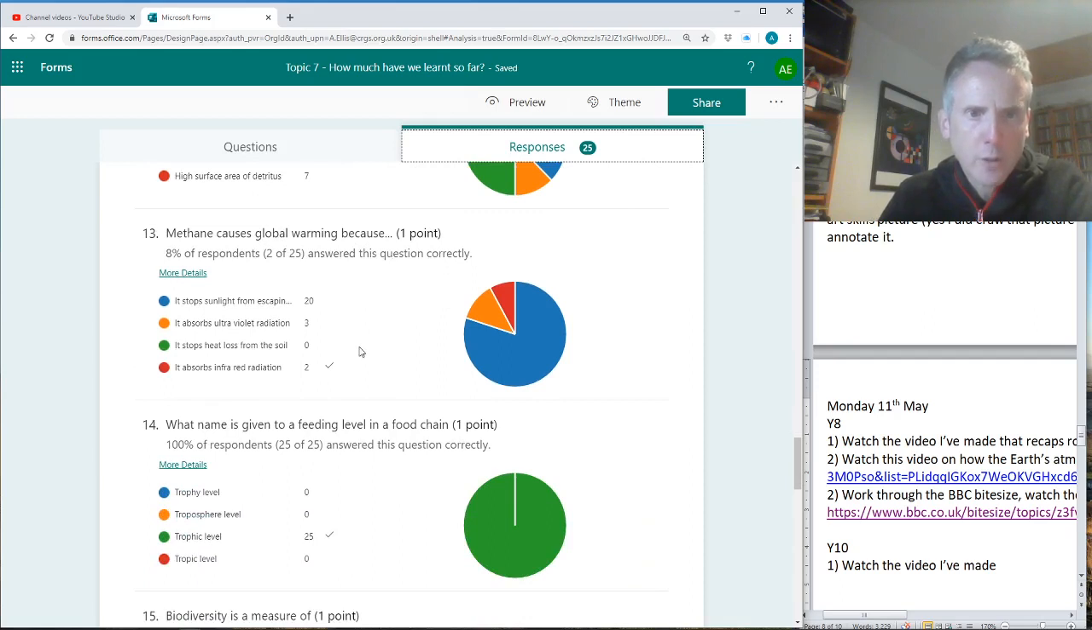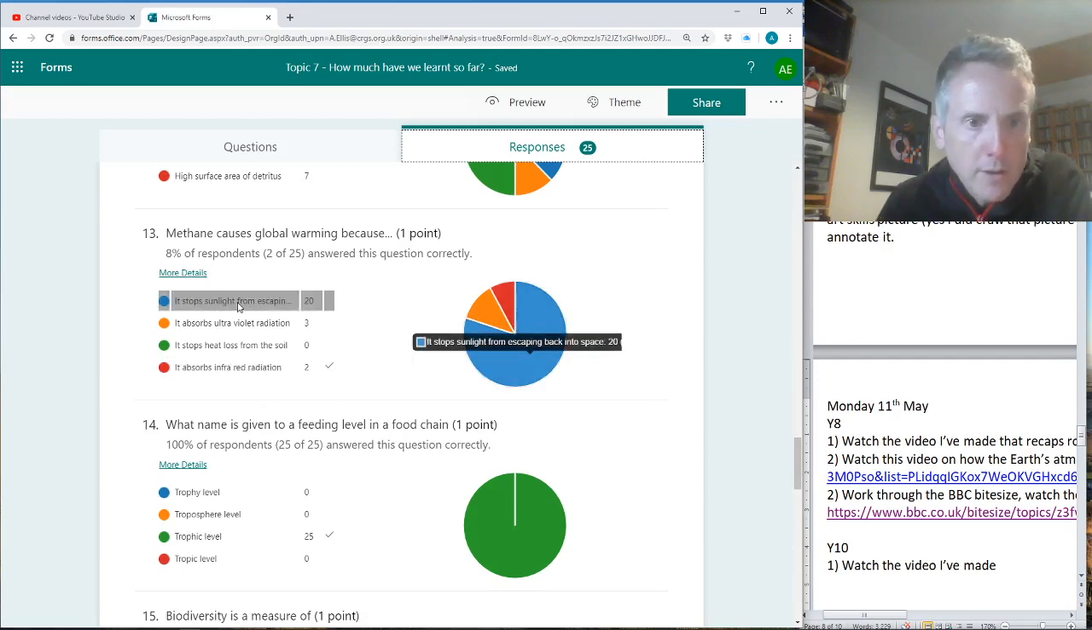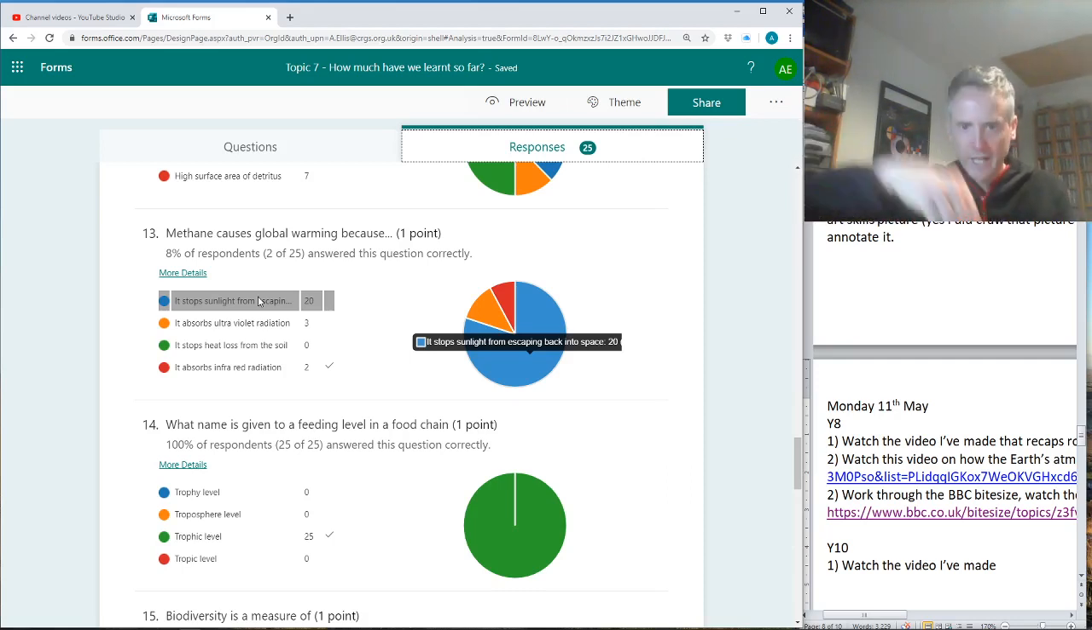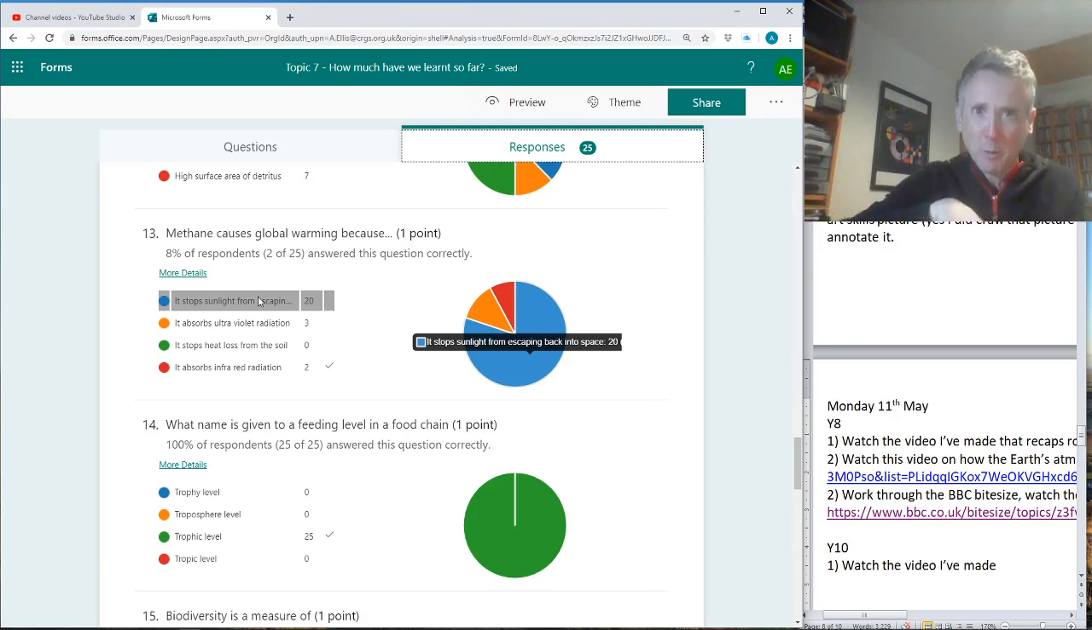13, methane causes global warming because... Most of you got it wrong. 20 of you put it stops sunlight from escaping. Sunlight comes to Earth. Sunlight doesn't reflect back. It's not as if the Earth's a mirror reflecting the sunlight back. The light comes in, it heats up the Earth, and then hot objects emit infrared radiation. So you need to be really careful on this. I think you do a lot more about global warming in chemistry. We mention it in biology a bit, but yeah.